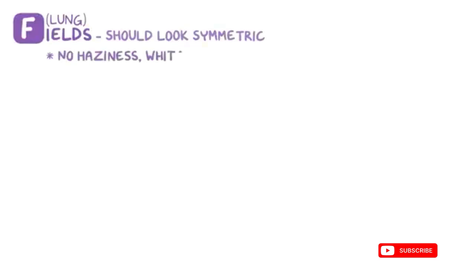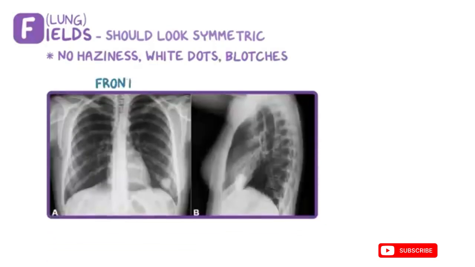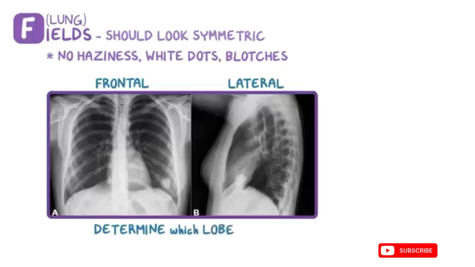F is for lung fields, which should look symmetric. There shouldn't be any haziness, white dots, or blotches. While looking at lung fields, having a frontal and a lateral X-ray allows us to determine in which lobe of which lung an abnormality is located.